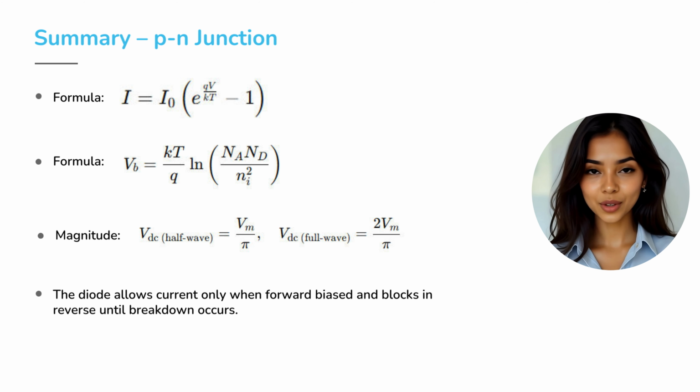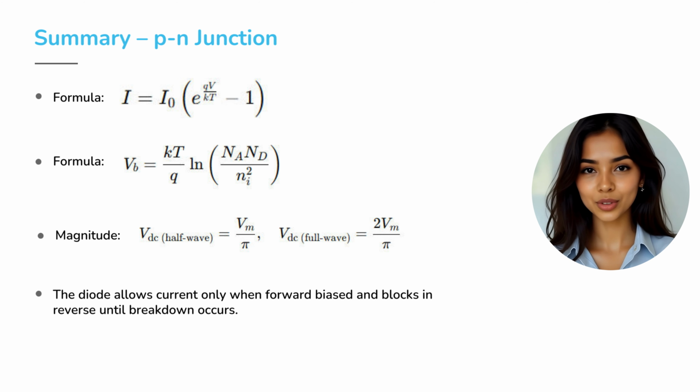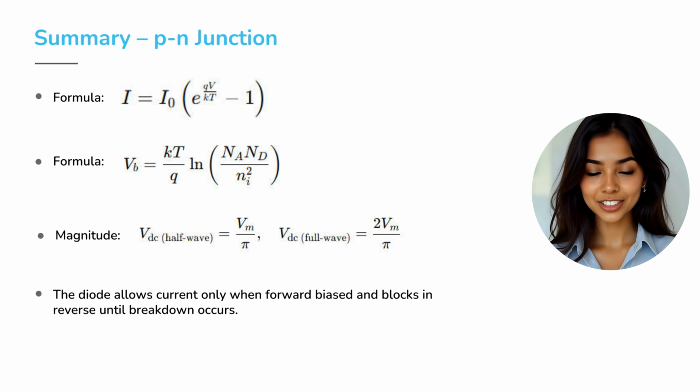Diodes let current flow easily when forward biased but block the path in reverse unless pushed beyond breakdown. The forward current increases exponentially with voltage while reverse current stays negligible. And in real circuits, these tiny heroes are used for everything from rectification and logic gates to voltage regulation and more. They're the foundation of modern electronics.